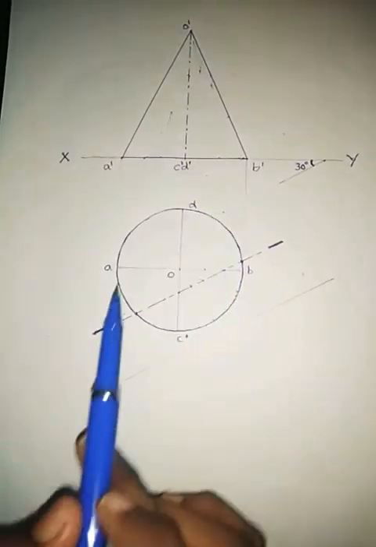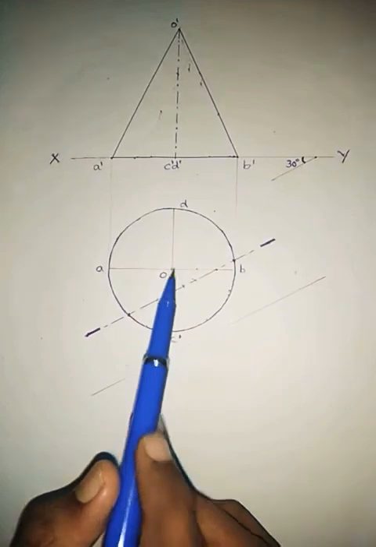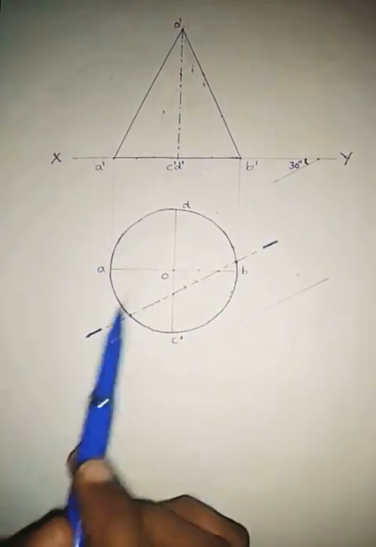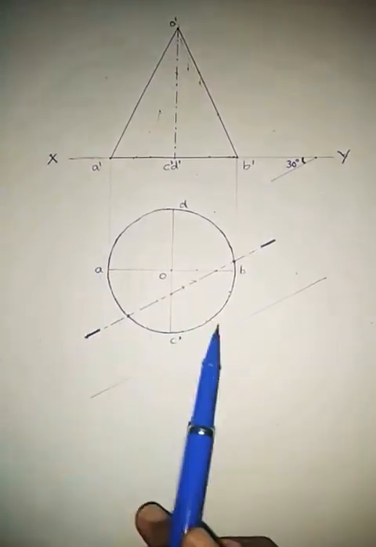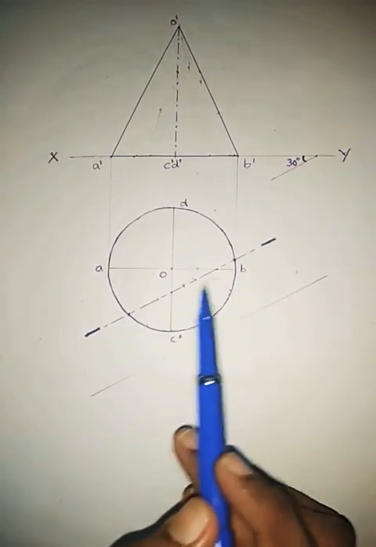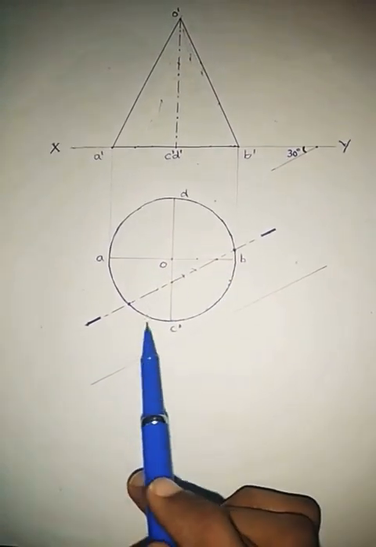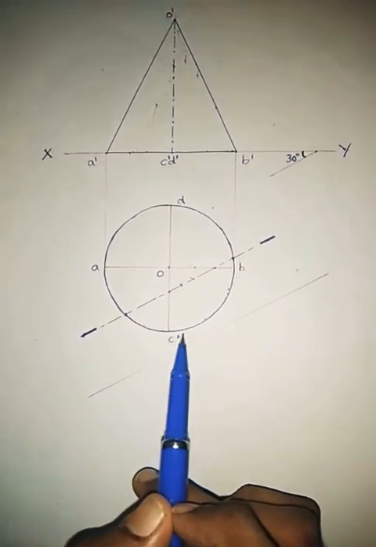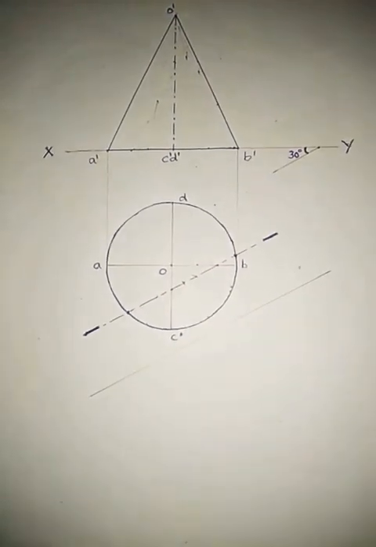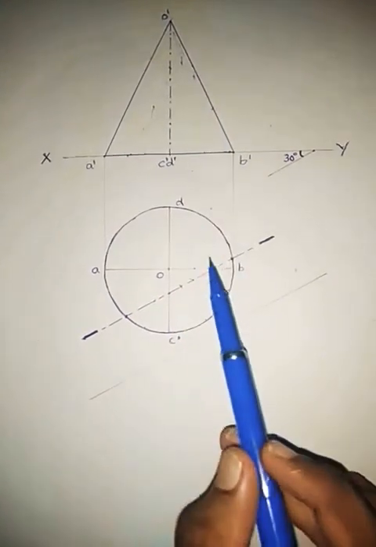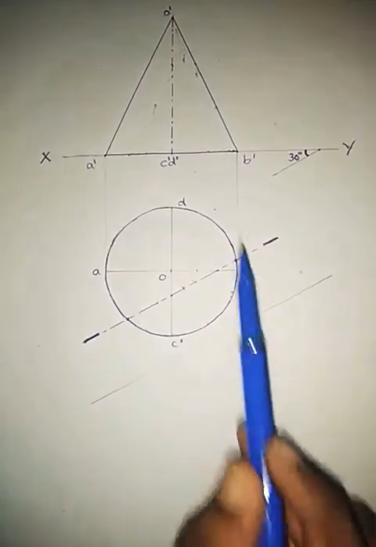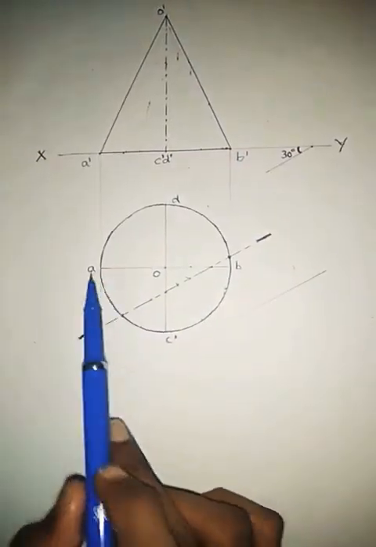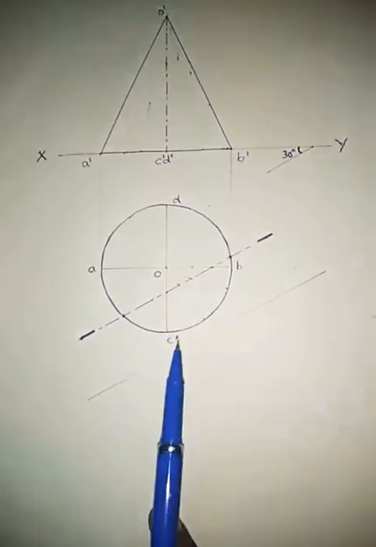Now the specialty is, in this figure, we won't be drawing all the 8 generators. If we are drawing 8 equal generators, we won't be getting enough number of points. So what we are going to do is draw generators wherever we require. As usual, you draw the top view and front view of the cone. Draw the circle as top view, front view triangle. Just draw 2 generators, AB and CD.